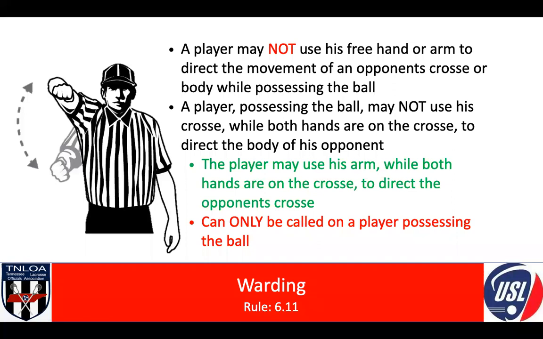Okay, what I think is probably the easiest technical foul to call, the ward. A player may not use his free hand or arm to direct the movement of an opponent's cross or body while possessing the ball. A player possessing the ball may not use his cross while both hands are on the cross to direct the body of the opponent. Notice before the tick mark above, a player is not allowed to use his free arm to direct the movement of an opponent's cross or body while possessing the ball. But the second one, it says while possessing the ball, he may not use his cross, while both hands are on the cross, to direct the body of the opponent.